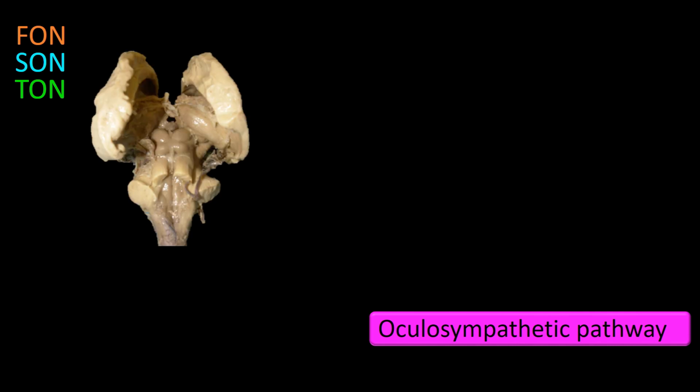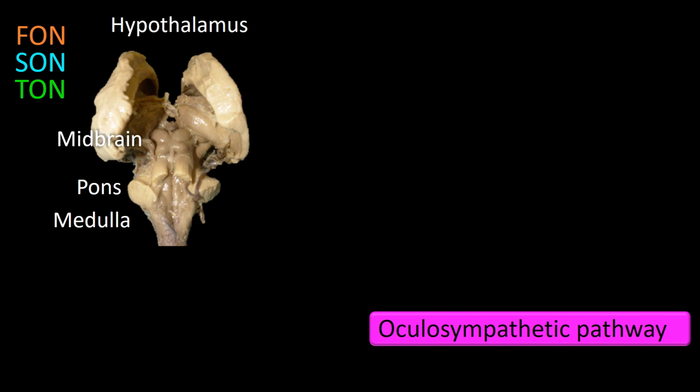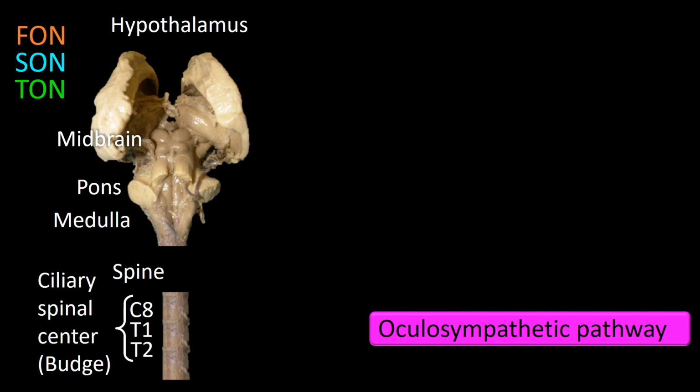I will start by introducing some anatomical structures involved in this pathway. This is a posterior view of the brainstem. You can see the midbrain, pons, and medulla. Above is the hypothalamus. The structure I just introduced represents the spinal segment C8 to T1, corresponding to the spinal center of Budge. The structure just introduced is the lung, now the subclavian artery.